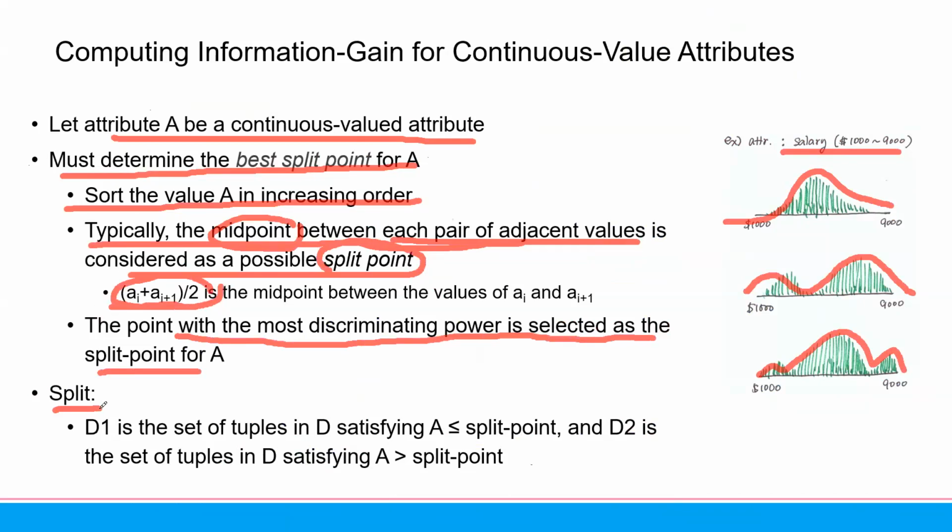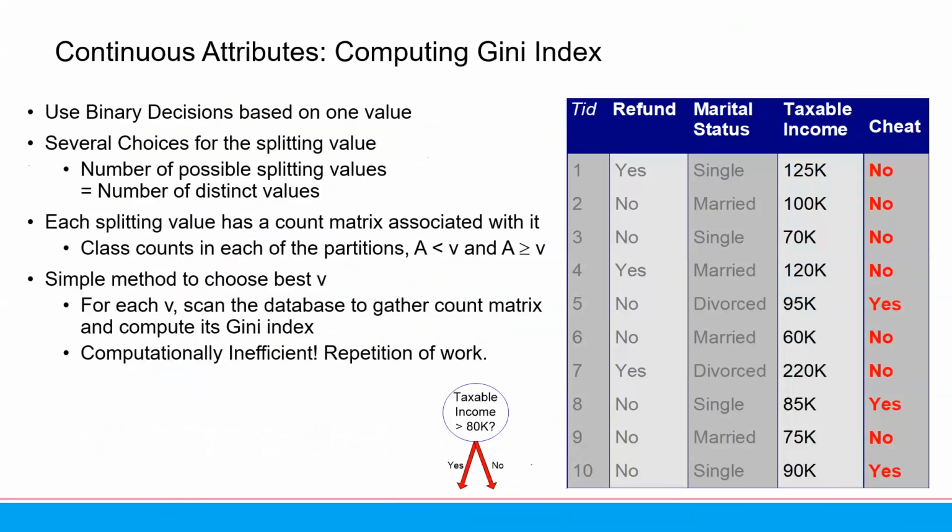When we do the split, we can use the idea of the Gini index. In the Gini index, we have D1 and D2. D1 is the data less than or equal to the splitting point, and D2 is the data higher than the splitting point. So we can distinguish into two, D1 and D2. To calculate this, we can use a binary decision based on one value. Actually, we can do something like this.